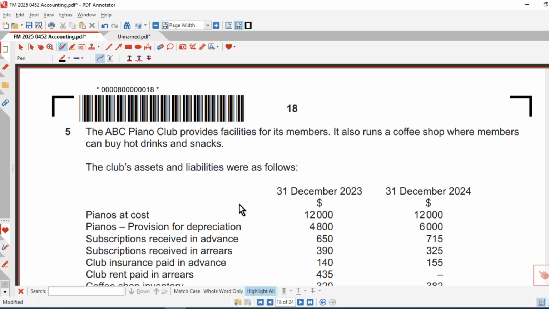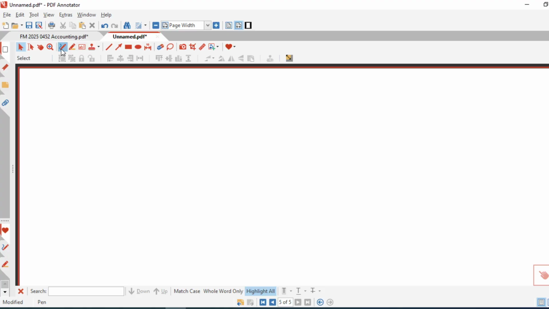Before we glance into this, let me just give you a simple briefing on the accounts of clubs and societies. First of all, we have to understand that clubs and societies are actually non-trading accounts, right? They are not focused on profits. Instead, they are focused on other objectives.